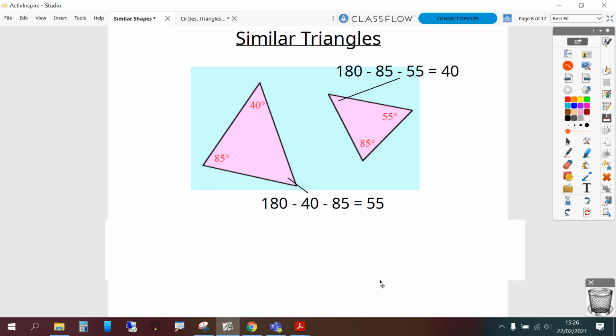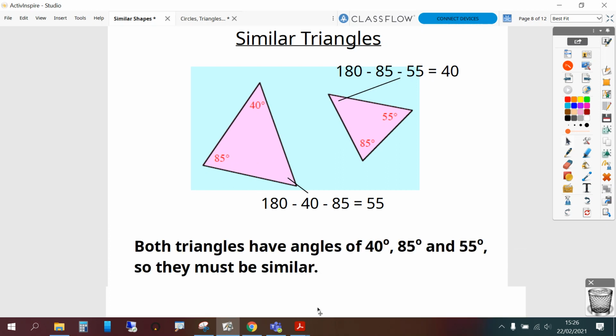So here we are, we have two triangles here. We've got 85, 40, and we can work this one out, and I get 55. This one, 85, 55, can work this one out to be 40. So they both contain 85, 55, and 40. Well, because they contain the same angles, we can say they're similar.